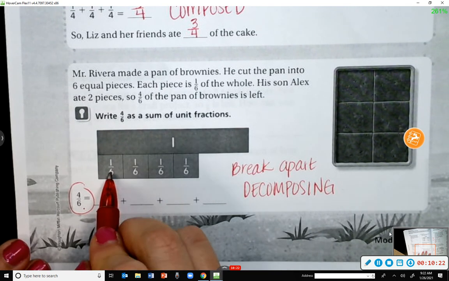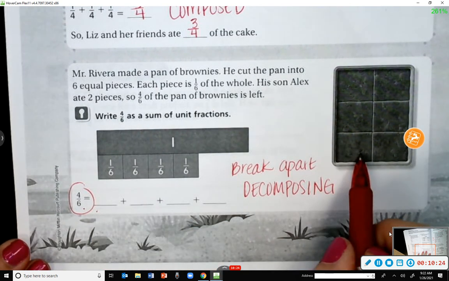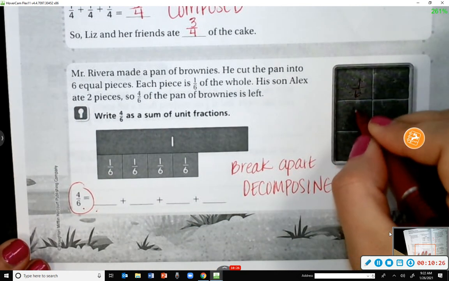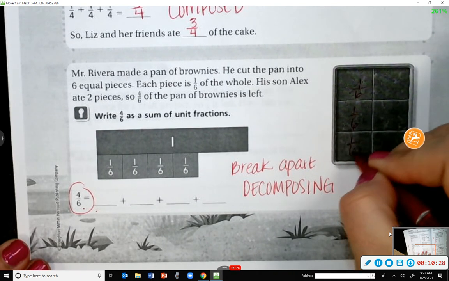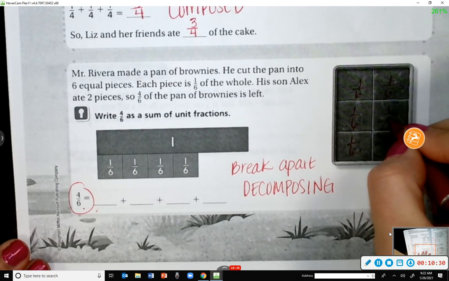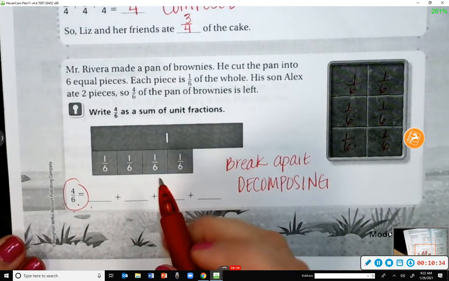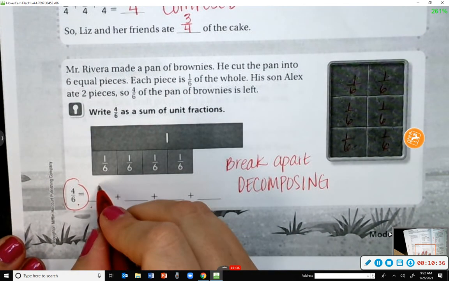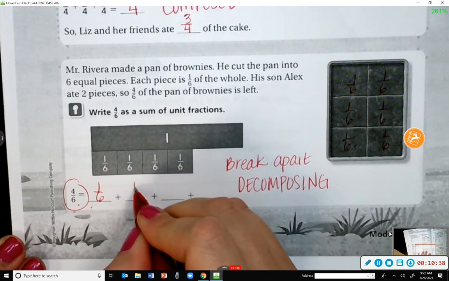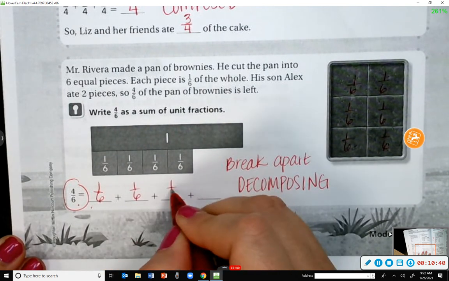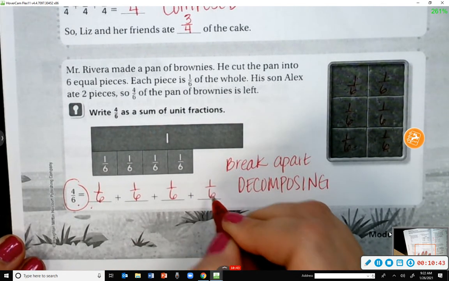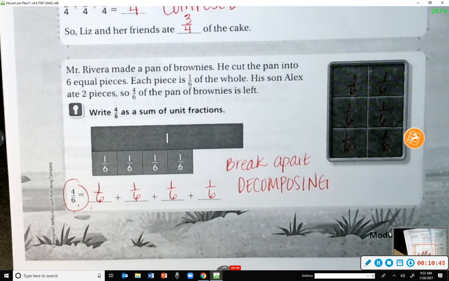Well, each piece is 1/6, right, of the brownies? So here's 1/6 of the brownies. Each piece is 1/6. Okay? So we're breaking it apart into sixths, or unit fractions. Okay, that's all we're doing today.